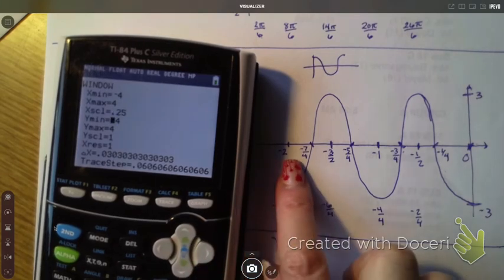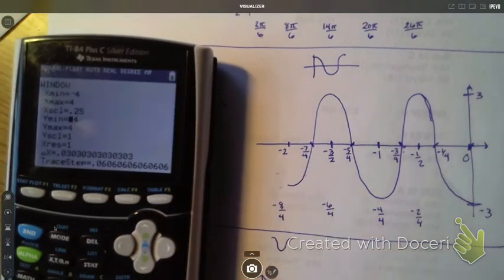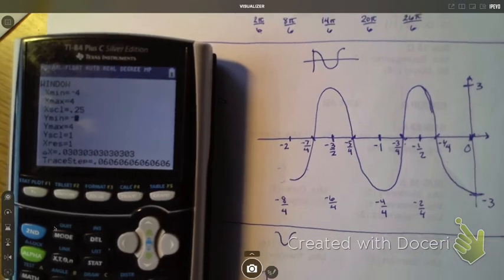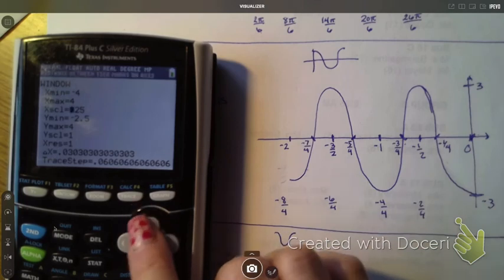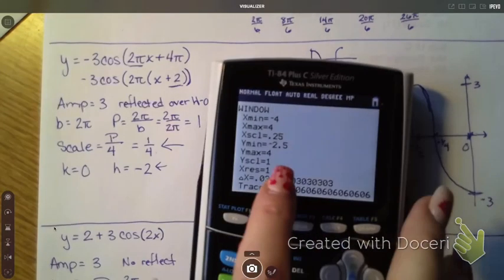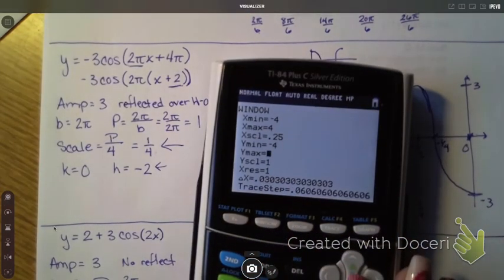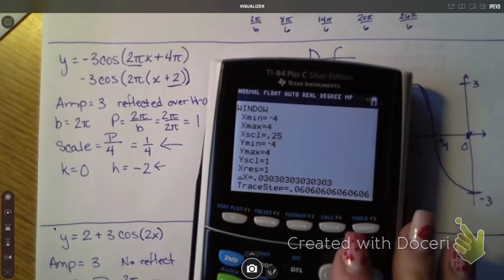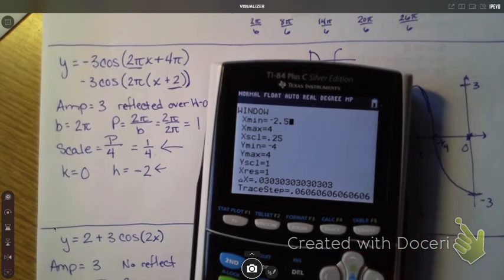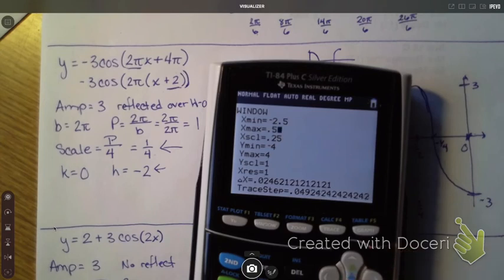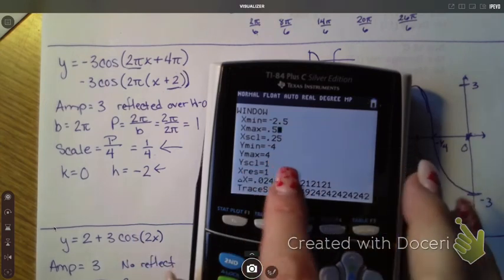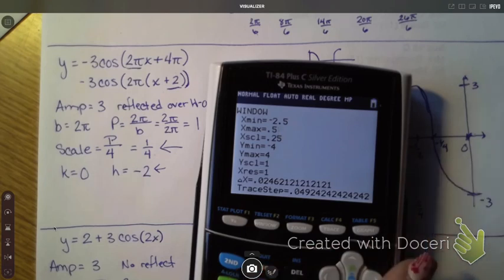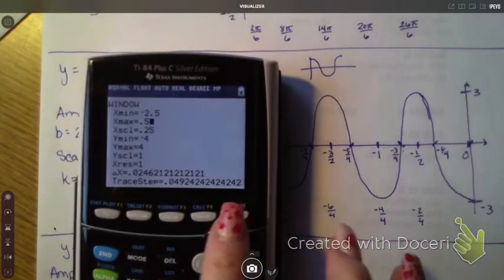Okay, and then we had -2, but let's go a little bit further. So let's go -2.5 to 0.5. Oh, wait. I did my X's and Y's wrong. I'm sorry, guys. And I think somebody was trying to tell me that. Okay, Y is -4 to 4, right? Yeah. X is -2.5 to 0.5. So if we do this, should we get pretty much exactly what we have? Yep. And then just hit zoom.